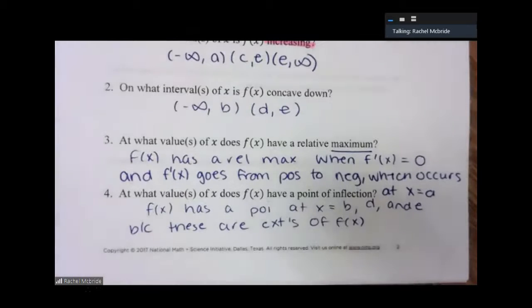Everybody good with our reasonings, why, etc.? Questions, comments, concerns?